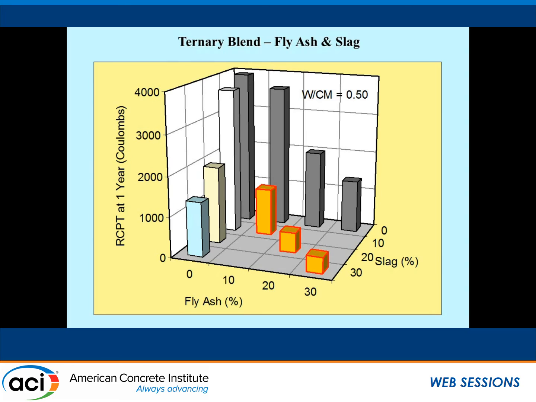The fly ash will react with the calcium hydroxide, and the slag just sits there and does its own thing. We really get excellent performance in ternary blends with fly ash and slag without silica fume, but maybe I shouldn't mention that at this meeting.